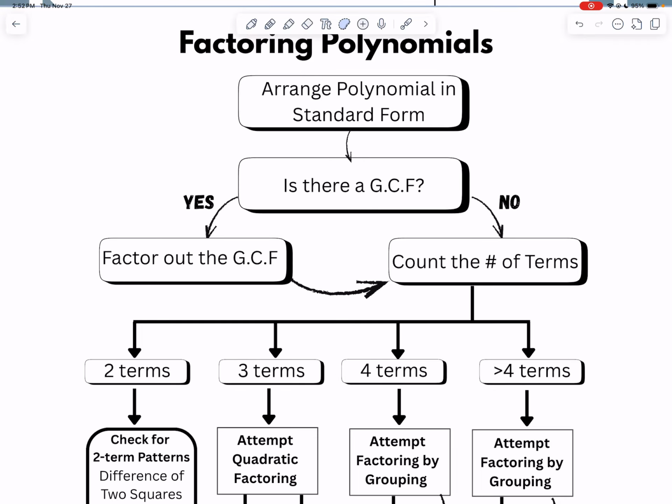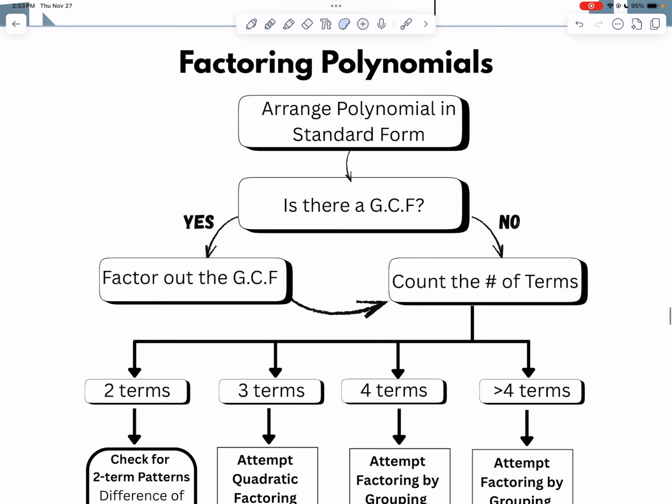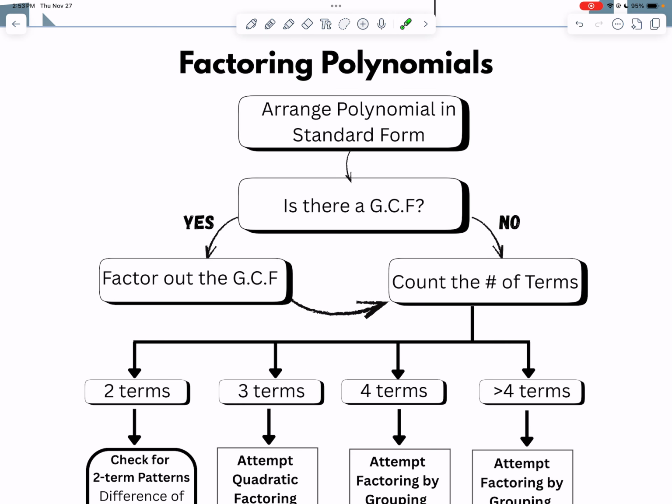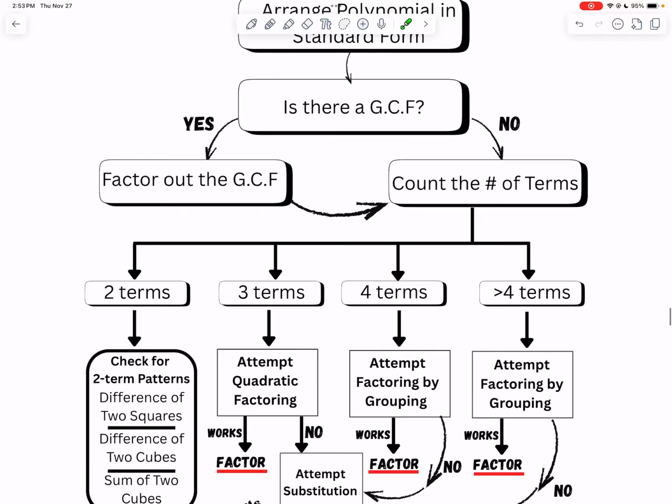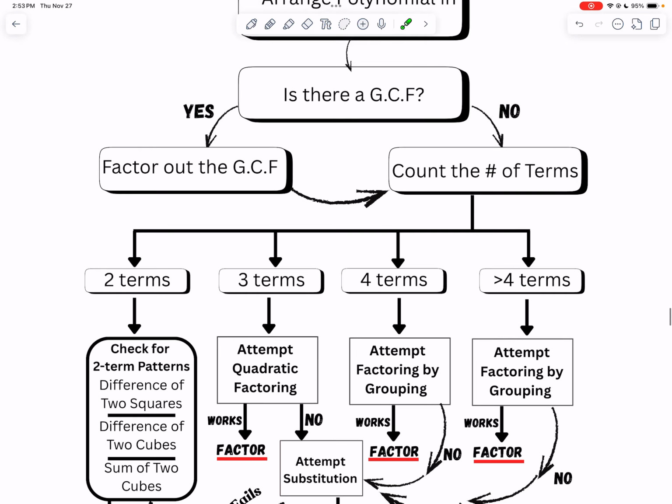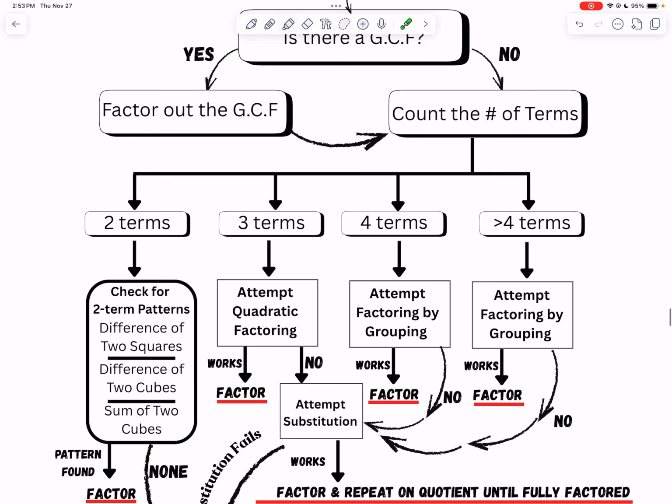All right, so for every factoring polynomial question, the first thing you always want to do is make sure that it is in standard form. Then you always want to take out a GCF if there is one. Once the GCF is factored out, then count the number of terms. Is there 2 terms, 3 terms, 4 terms, or more than 4 terms? If there are 4 terms, and this is what we are going to be focused on in this video, the first thing you want to do is attempt factoring by grouping.